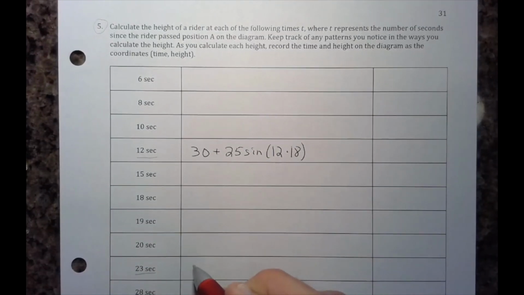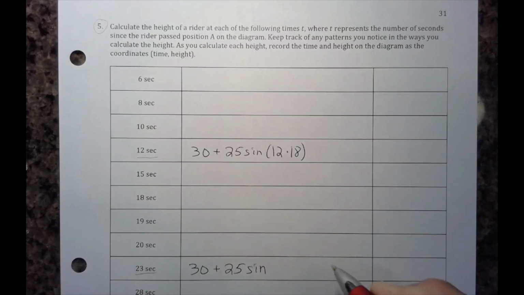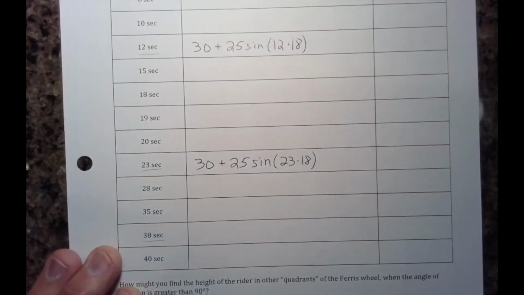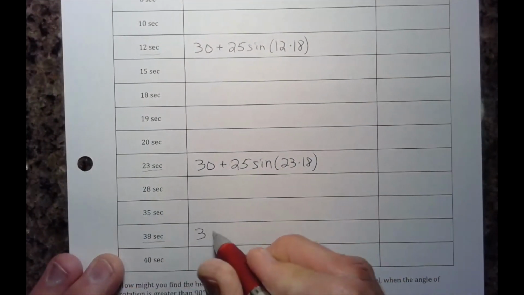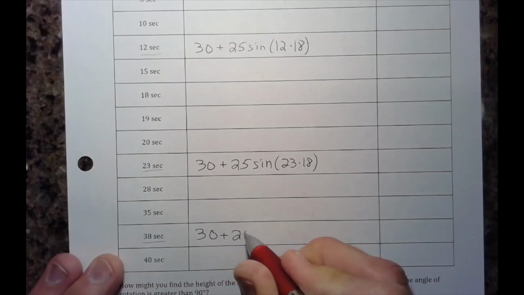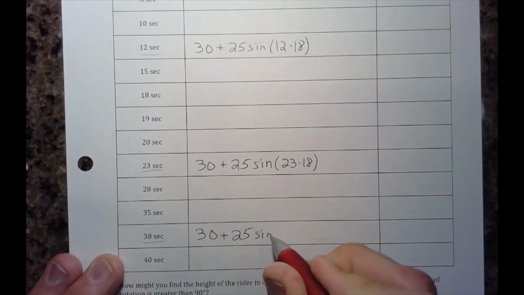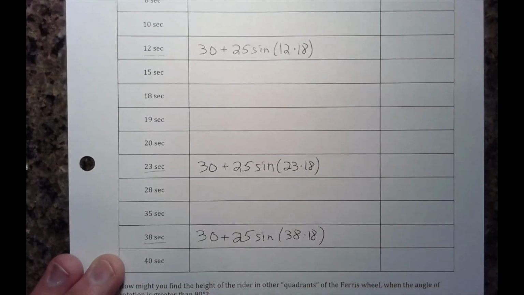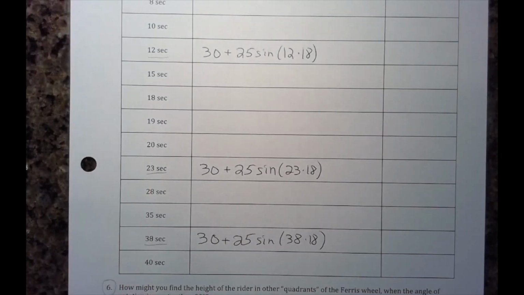For 23 seconds, the rider is going to be 30 feet off the ground plus 25 times the sine of 23 times 18 degrees per second. And at 38, same idea. It's going to be 30 feet off the ground plus 25 times the sine of this rotation amount, which is going to be 38 times 18. So I'll go through and calculate those.